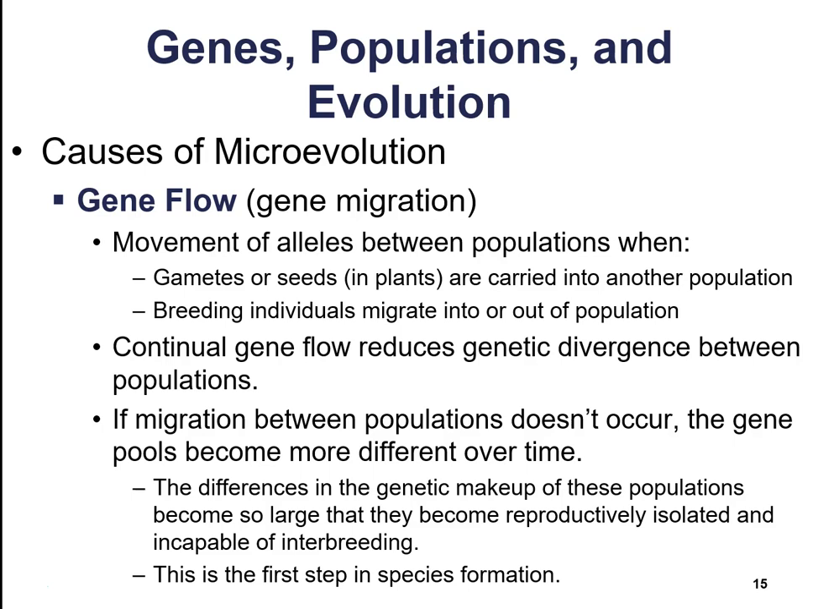If migration between populations doesn't occur, the gene pools will become more different over time. Meaning that these two separate populations, if they're not interbreeding, and you can think about plants that way too, if there isn't this sort of crossbreeding between the populations, they will start to become more different. They could then eventually become reproductively isolated and thus incapable even of interbreeding, and they could potentially end up being two separate species over time. That's the beginnings of these two separate populations becoming two separate species.